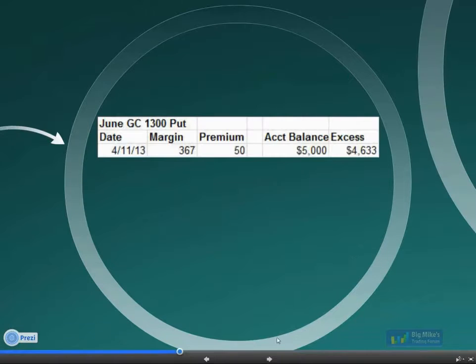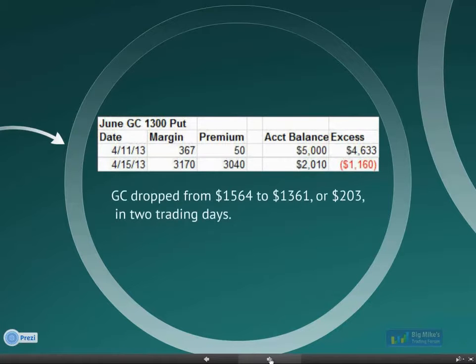Okay, here's the example. On April 11th, the margin for a June 1300 gold put was $367. The premium was $50. And in this example, we're using a guy who has an account balance of $5,000. So you take 367 from the 5,000, and he has an excess of 4,633. But then, over the next 2 days, gold dropped $203 in 2 trading days. That was a Friday and a Monday.